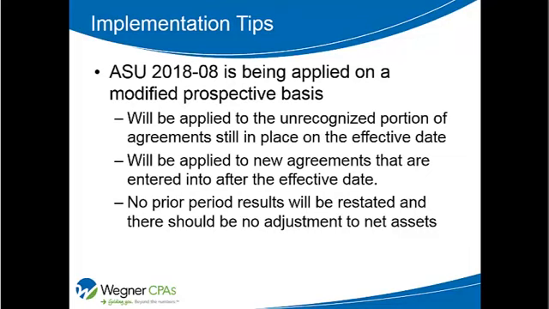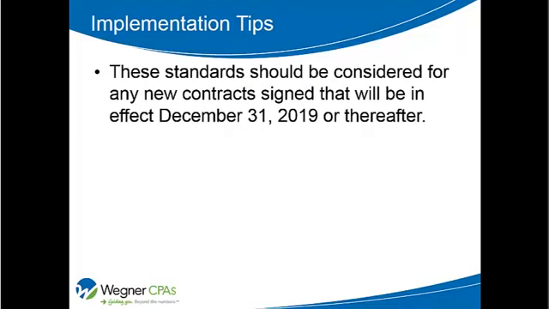We will not be going back and changing prior period results, and we will not be restating anything, so there should be no adjustment to net assets. Under this modified prospective approach, we're going to look at what contracts and agreements are still out there at December 31st, 2019, where there may be revenue that's unrecognized. We will determine if we will recognize it or not based on the new standard, and then we'll use it for new agreements going forward. So we aren't going to go back and restate December 31st, 2018 because of this contract.